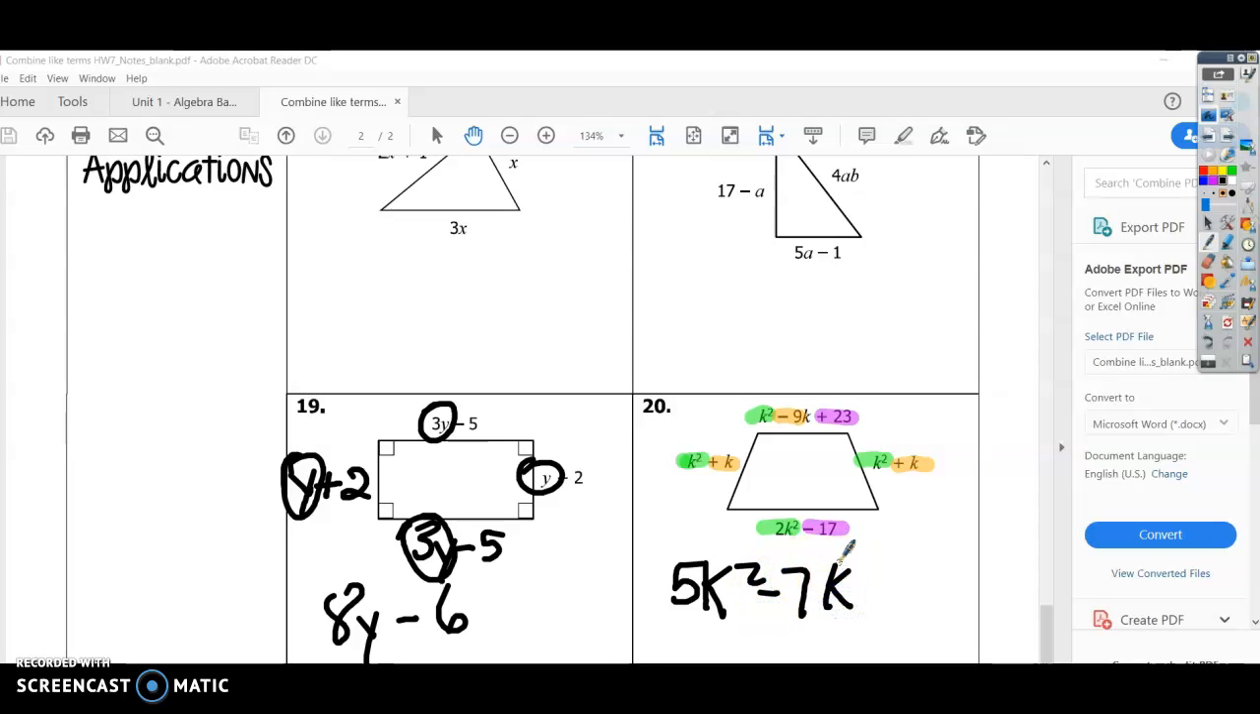And then the negative 17 plus 23 would be plus 6. Good luck on your homework.